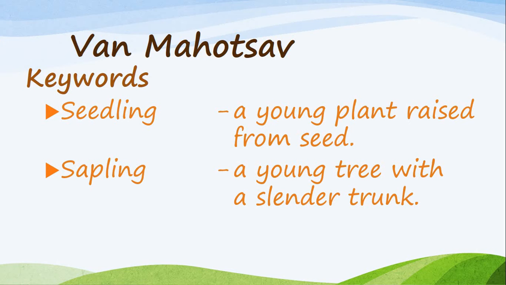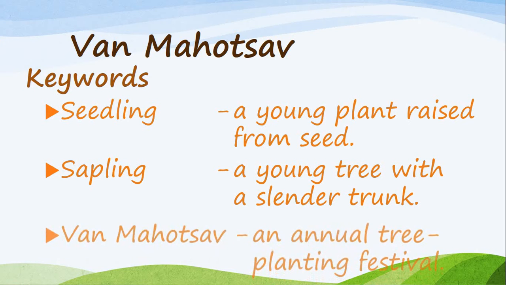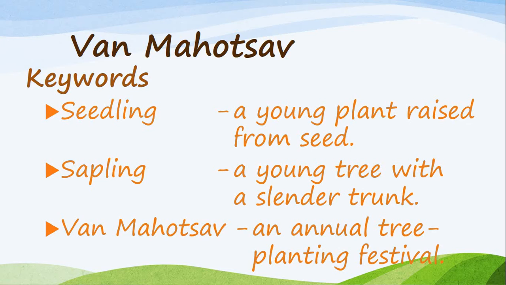Okay. Next, Van Mahotsav. Van Mahotsav is an annual tree planting festival celebrated in the month of July. Van Mahotsav week is celebrated from 1st July to 7th July to spread awareness of forest conservation and to save the environment. Okay, I believe you learned the meaning of these keywords. Now you can write the keywords and their meaning in your notebook.